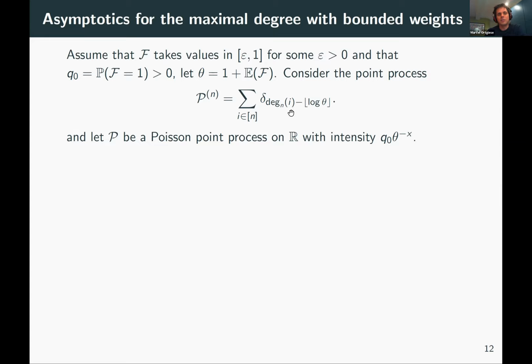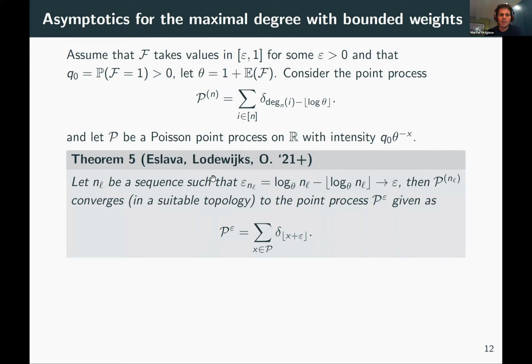So if you take the degrees and look at it as a point process, there's definitely something missing here. There should be a log. It should be log n, and the base should be theta. Sorry, take away log n. Then this process converges if you do the right thing. You have to look at a certain subsequence such that log theta n_l minus its floor converges to some epsilon.